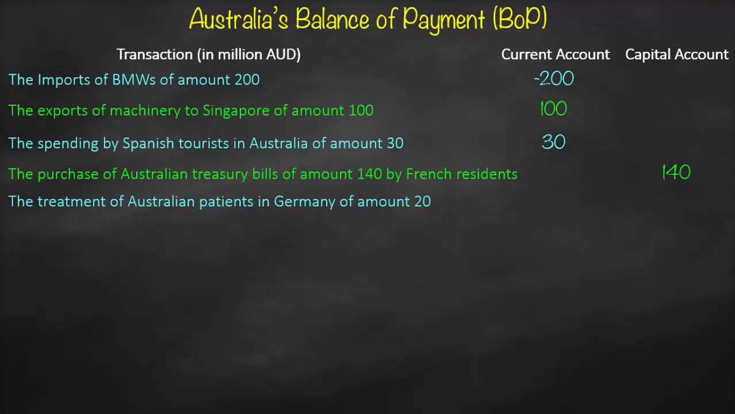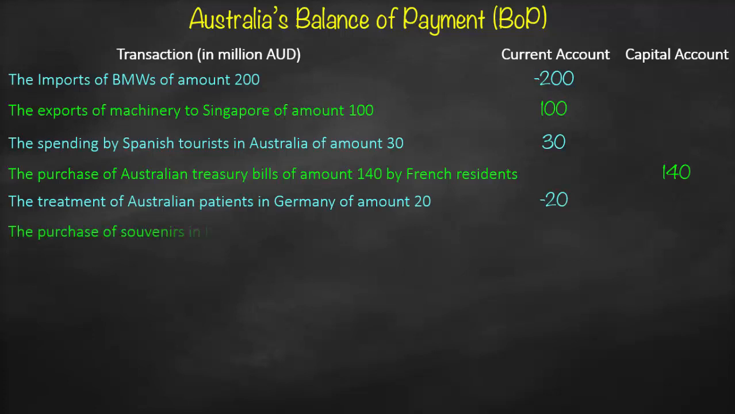Not because Australians have a treatment in Germany means that Germans will come and have a similar treatment in Australia. So it's a one-way transaction. This is an import of services. If Australians have a treatment in Germany, it means that Australians will pay the money. So it will be negative. So I will write negative 20 under current account.